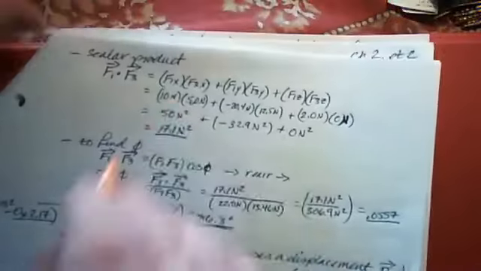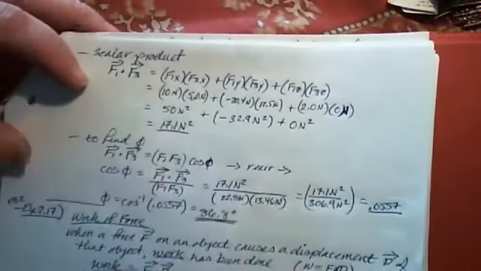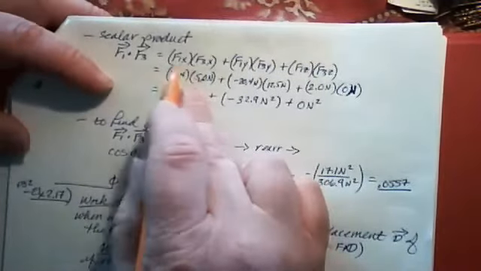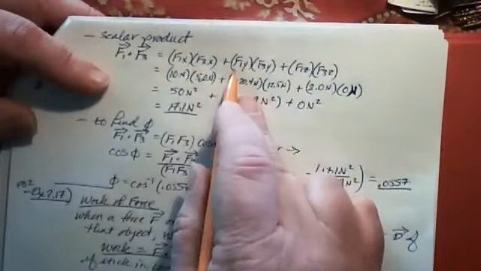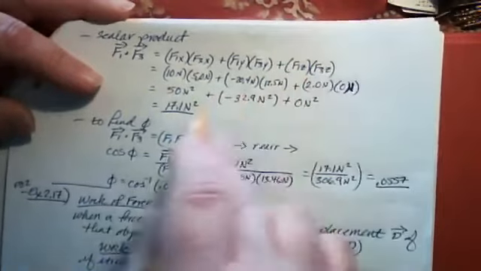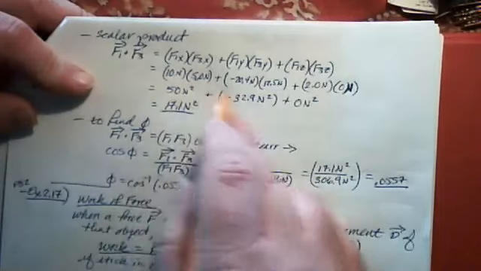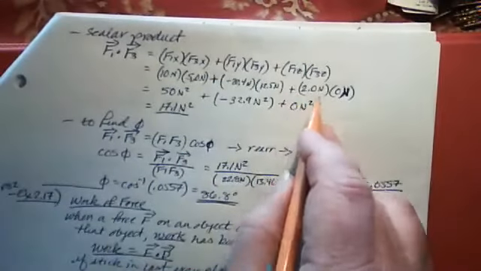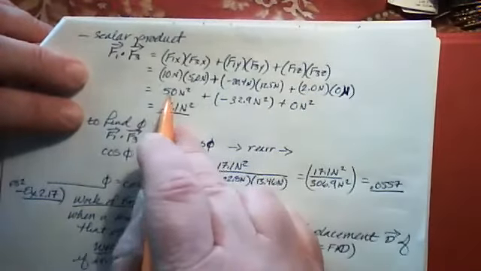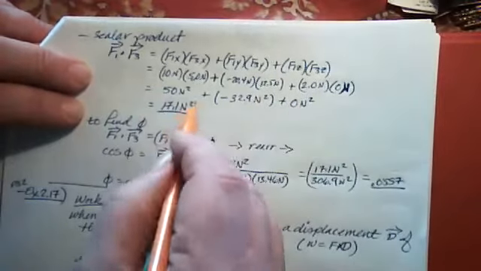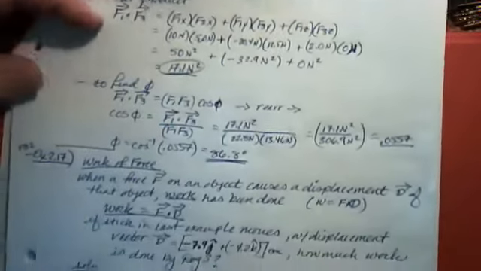As before, we need to do the dot product of the two vectors. And so F1 dot F3 is just the x components of F1 and F3 multiplied by each other, plus the y components multiplied by each other, plus the z components multiplied by each other. So that's 10 newtons times 5 newtons plus negative 20.4 newtons times 12.5 newtons plus 2 newtons times 0 newtons. And so that's 50 newtons squared plus negative 32.9 newtons squared plus 0, or 17.1 newtons to the second power.